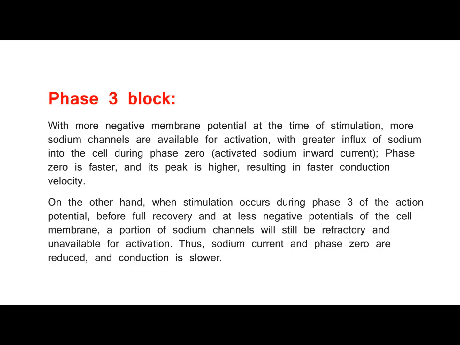Phase 3 block. With more negative membrane potential at the time of stimulation, more sodium channels are available for activation, with greater influx of sodium into the cell during phase 0, activated sodium inward current. Phase 0 is faster, and its peak is higher, resulting in faster conduction velocity. On the other hand, when stimulation occurs during phase 3 of the action potential, before full recovery and at less negative potentials of the cell membrane, a portion of sodium channels will still be refractory and unavailable for activation. Thus, sodium current and phase 0 are reduced, and conduction is slower.